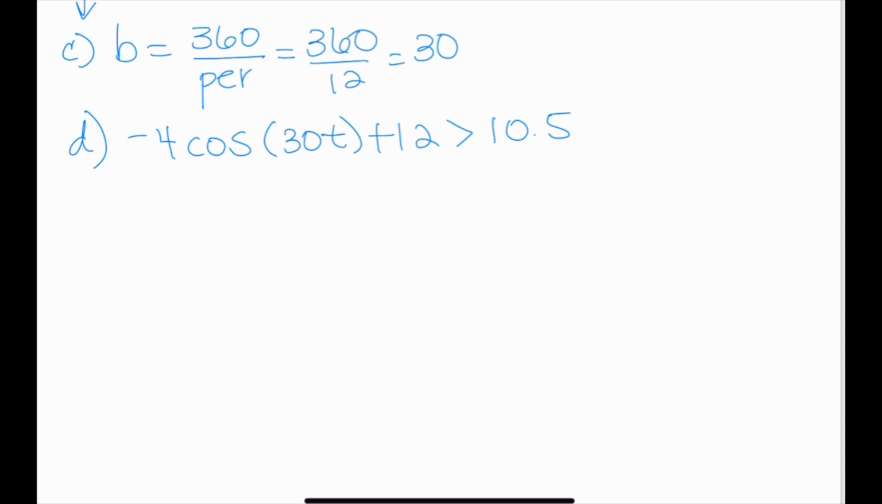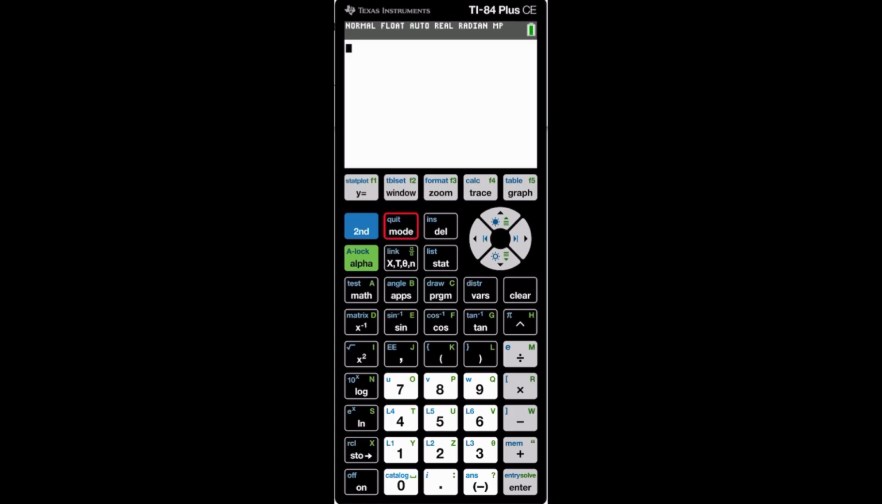Then how do you solve this? This is something that you can solve in your graphing calculator. So we're going to take your graphing calculator and we're going to go to y equals. And we're going to enter both sides of the equation. So we're going to enter negative 4. Remember, there's an actual negative button in the calculator, times the cosine of 30t.